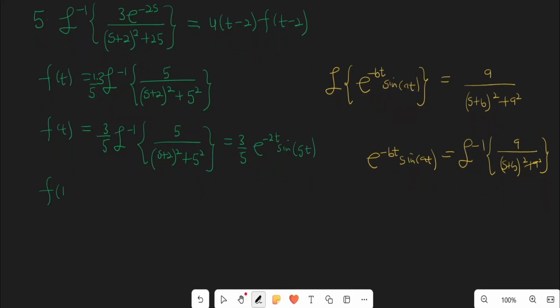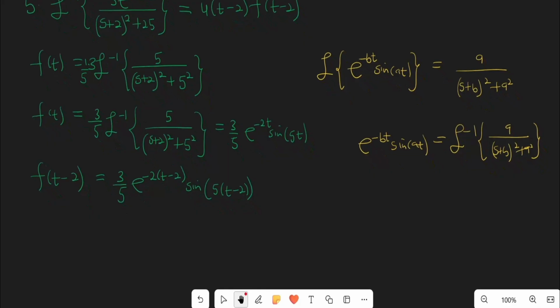We can now find the function f of t minus 2, I beg your pardon, so f of t minus 2. So the constant in the exponential function here is 2. So this one is going to be 3 over 5 e to the negative 2 into t, so t is now going to be shifted by 2, like this. And then we are going to have sine of 5t, and t is going to be shifted by 2, like this. So this is the function f of t minus 2.